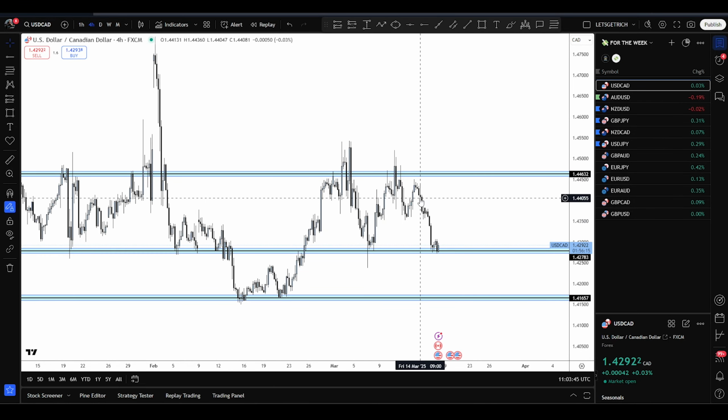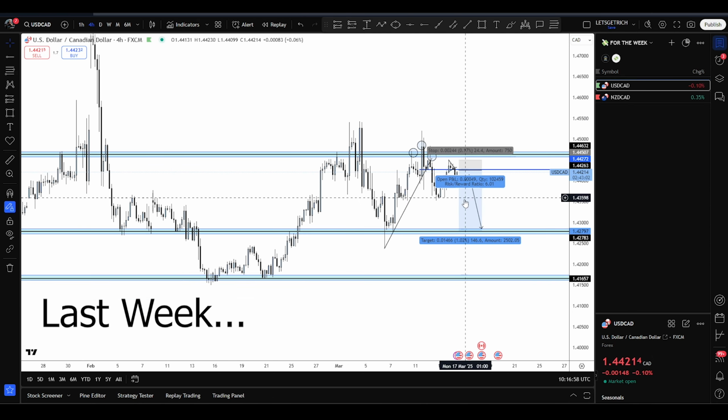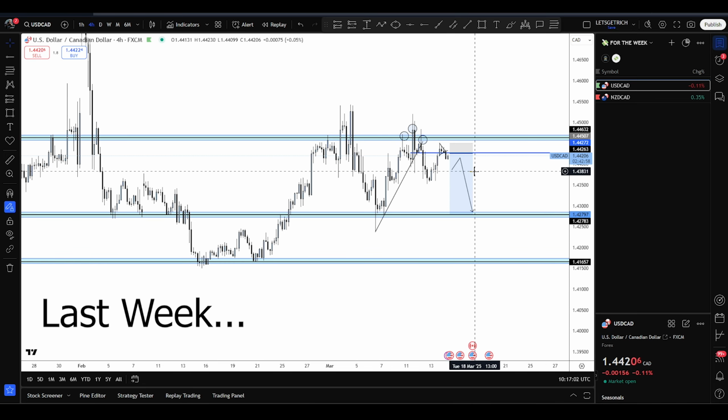Alright guys, I'm gonna break down this US dollar CAD trade that I had. If you remember in the previous video, I was showing you the position, and I'll insert the clips here. So the trade I got into today is this US dollar CAD trade.